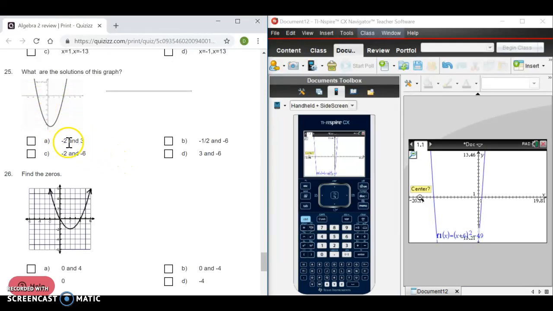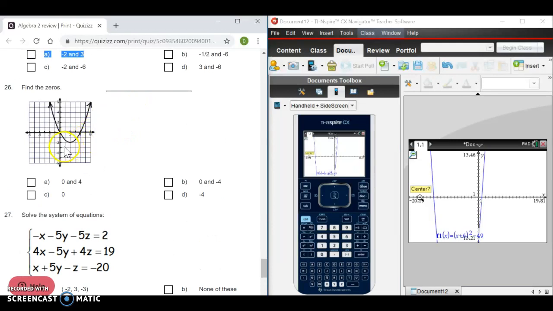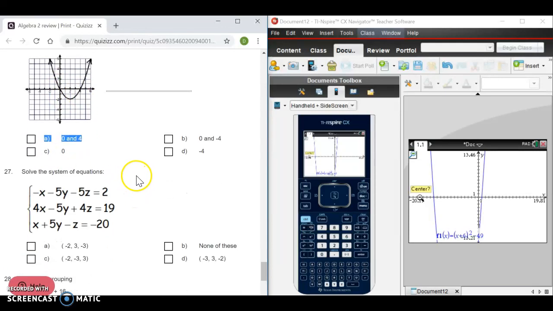So positive 3 and negative 2, the only one that has that answer right now, it looks like, is A. Okay? So that would be the best answer. So number 25, very similar. I'm going to look at where it crosses the x-axis here. So this looks like a 0 and 4, so the only answer that has that is A.